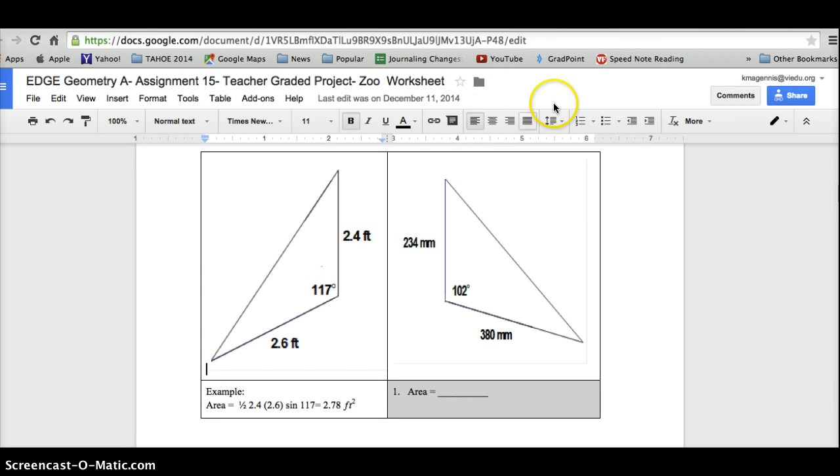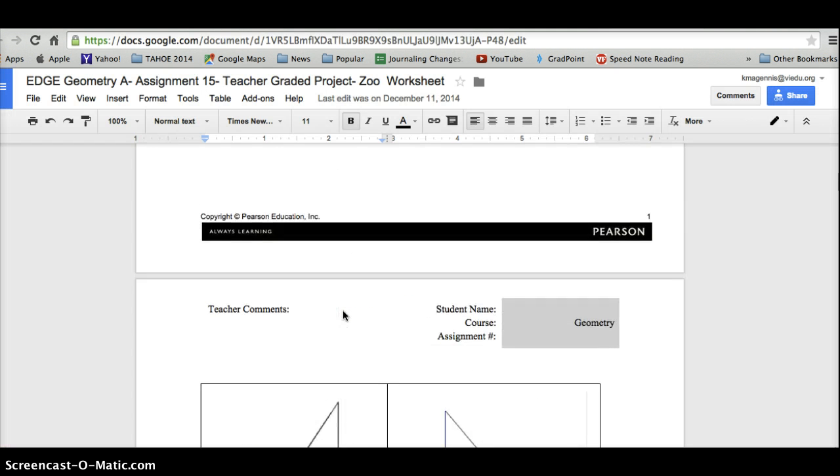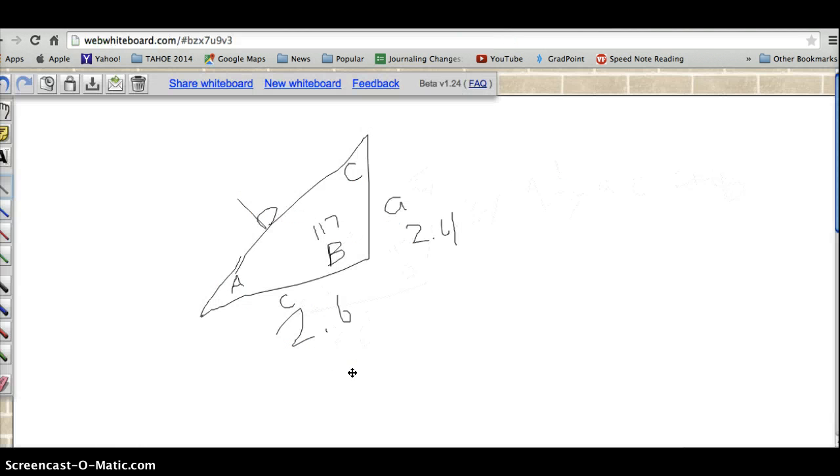So if we're looking at this particular triangle, then we have B is equal to 117 degrees. We have side A as 2.4 feet. And we have side C as 2.6. So, since we have angle B and sides A and C, we're going to use this here, the middle one, 1/2 AC sine of B. That will give us the area.